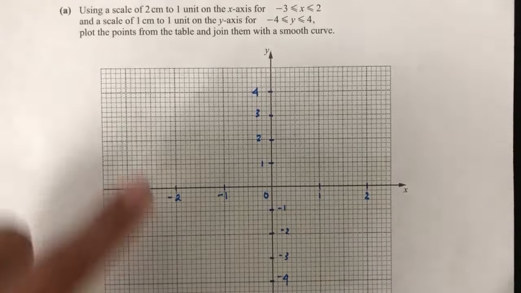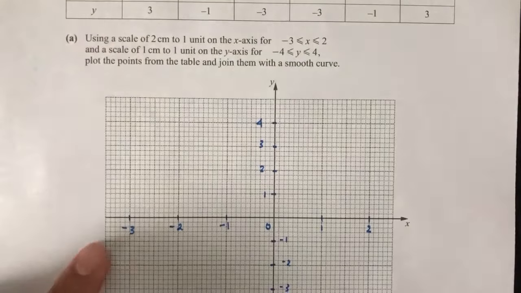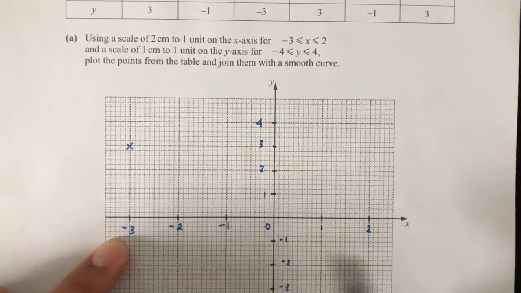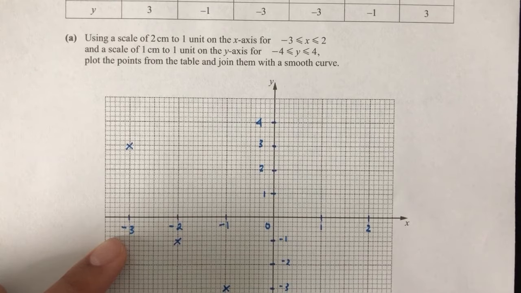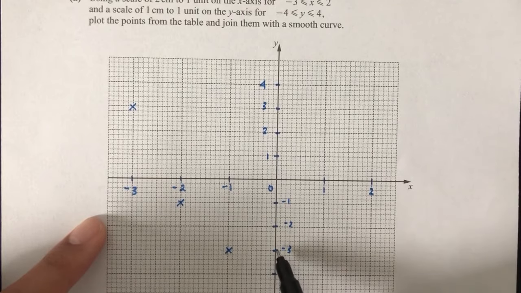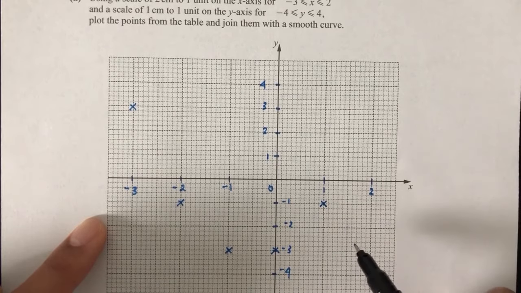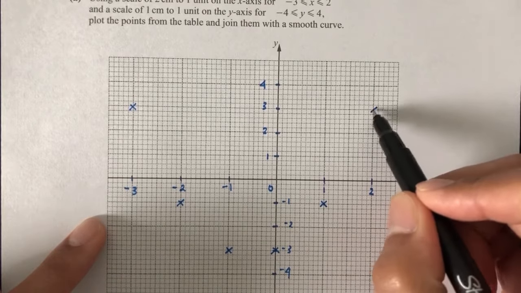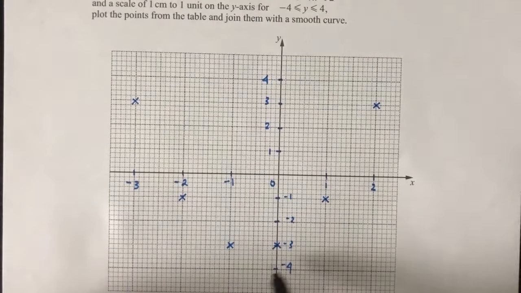Okay, so let's plot the points. So we have a few points here, and we can draw the curve. So the first one we have is minus 3, 3. Minus 3, 3 will be here. Then we have minus 2, minus 1. Minus 2, minus 1 is here. Then we have minus 1, minus 3, that will be here. And then we have 0, minus 3. That will be here as well. Then we have 1, minus 1. That will be here. Then we have 2, 3. That would be here.